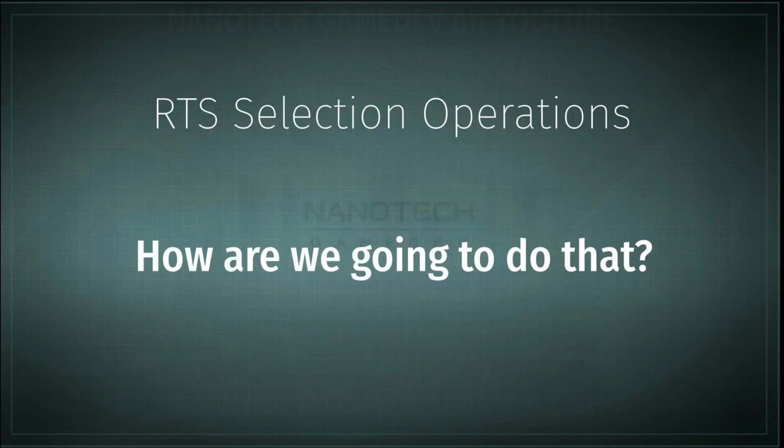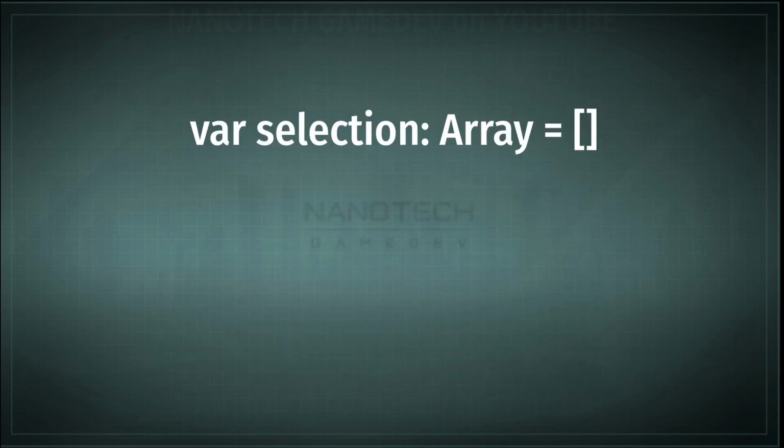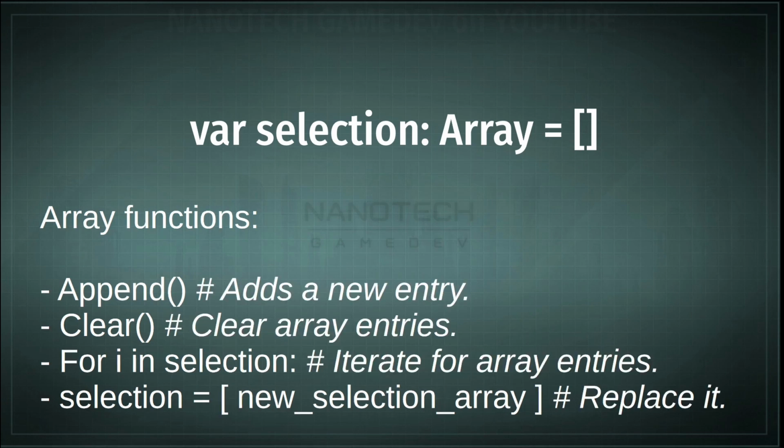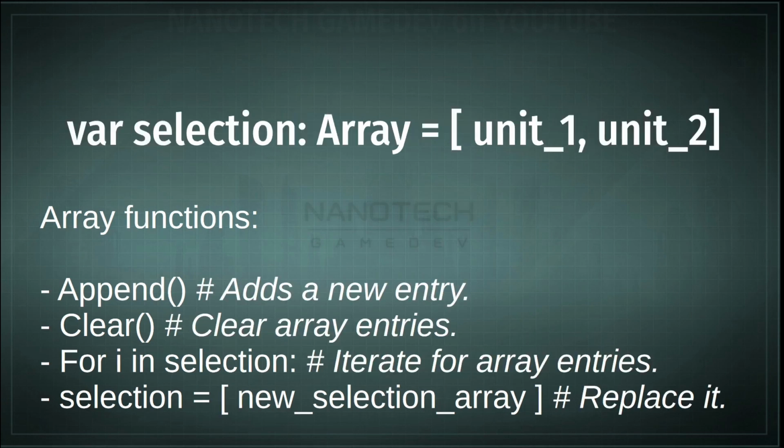So how are we going to do that? Well, the first thing is understanding what the selection variable is going to be, which is an array. Here are some array functions which are going to be very handy for us. This is what they do. And here's an example of what an array looks like. You're going to have all your units inside the array just like that.